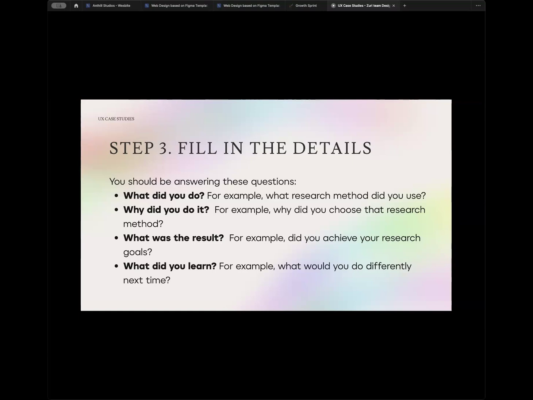Like, what research method did you use, right? So if I did something, what did I do? Why did I choose to do it the way I did it? After I've done that, what was the result and what did I learn? So let's take this back a little bit to back then when we were talking about user research or UX research.